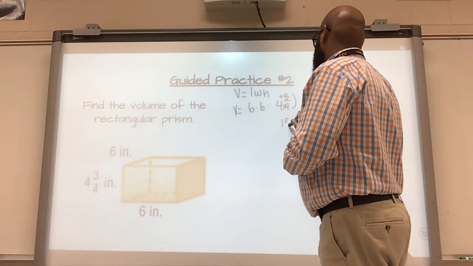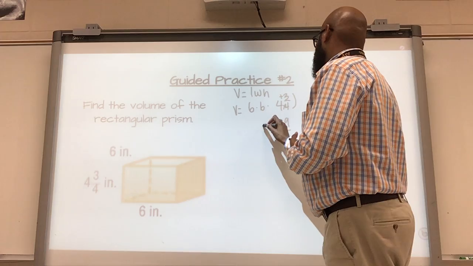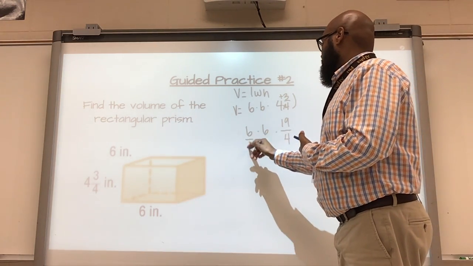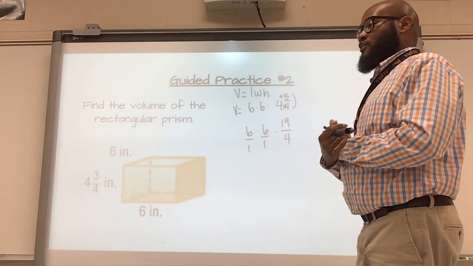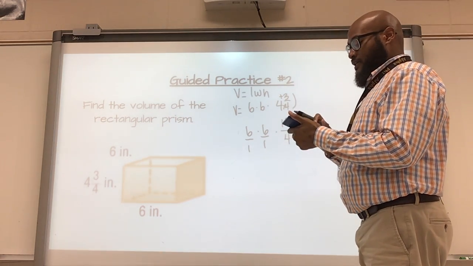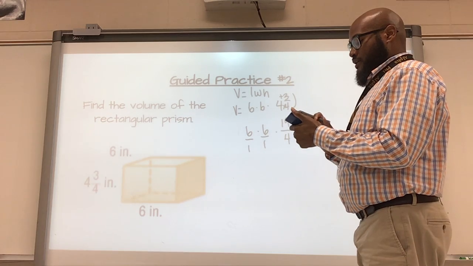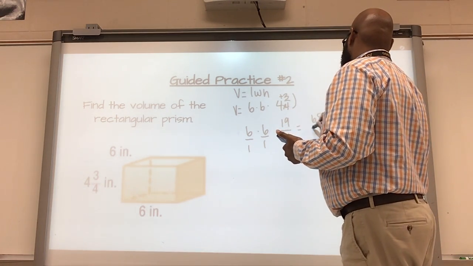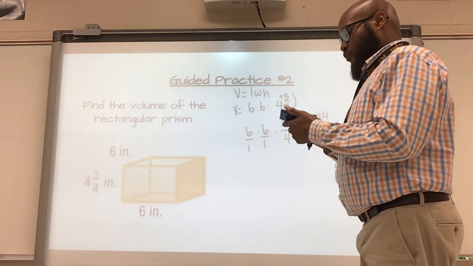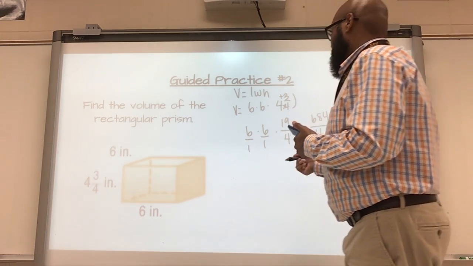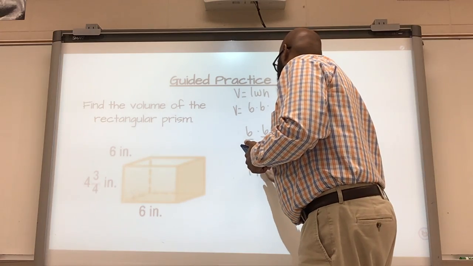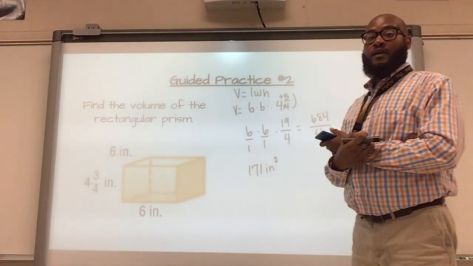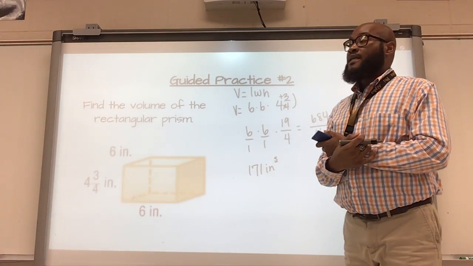So we have 19/4 times 6 times 6. You put a 1 under the whole numbers and multiply straight across. So we take 6 times 6 times 19, which equals 684, divided by 4. Which will give us 171 inches cubed.